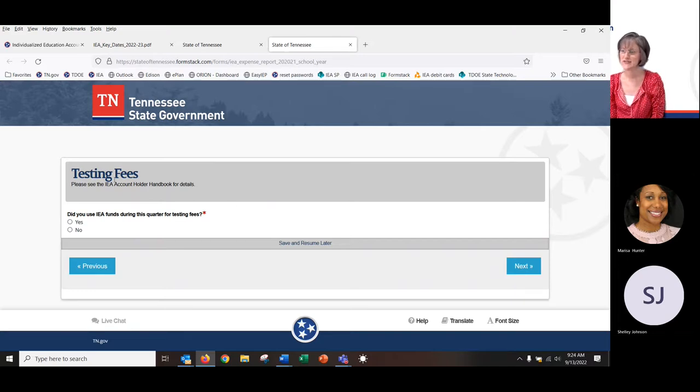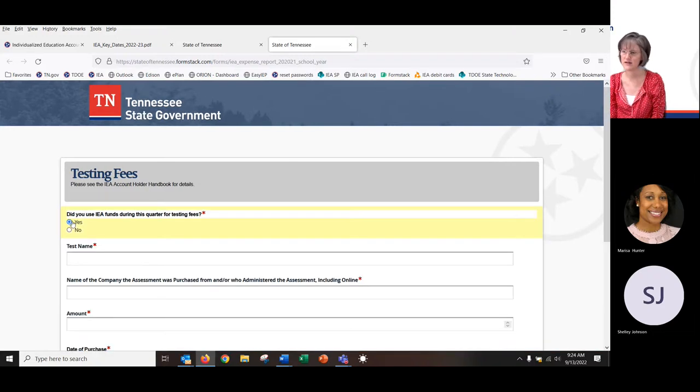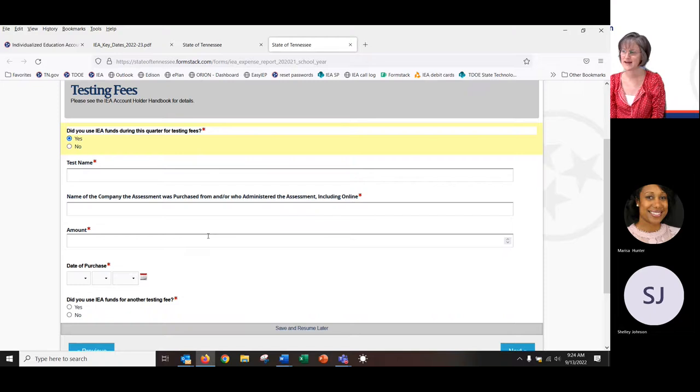Testing fees. So if you have a student that you are needing to have assessed for our annual assessment requirement that we've talked about, and you're going to have to pay somebody to do that testing fee, that could go here. When I was looking at this one the other day, I asked Shelley and Marissa, okay, so what if I'm wanting to have my child assessed and it's not for that annual assessment? What if it is, you know, I just need to have my child assessed to know where they are, so I know where I'm starting with testing my child? And do you guys remember what you told me? Y'all want to take this one?